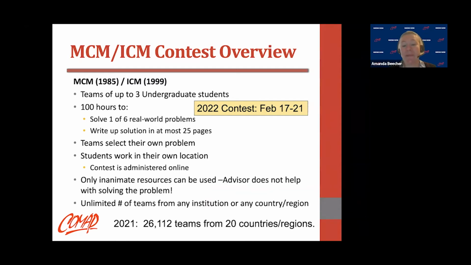And some of the big things that people ask about, and I like to mention, is that only inanimate resources can be used throughout the contest. And although some of the contests you just heard have a limited number of teams, the MCM and ICM do not. So as many teams as would like from any particular institution or country.